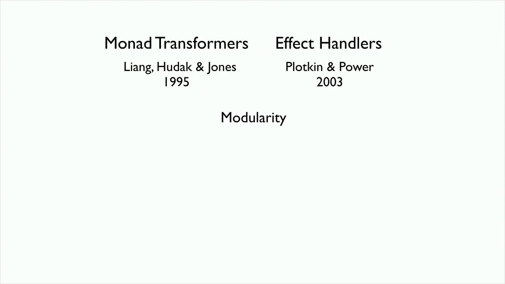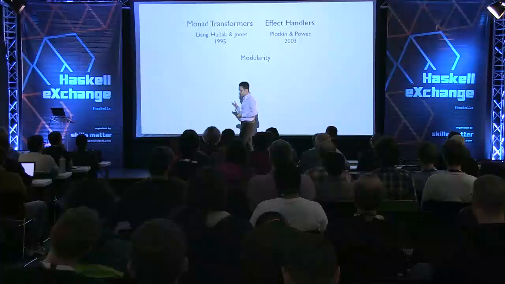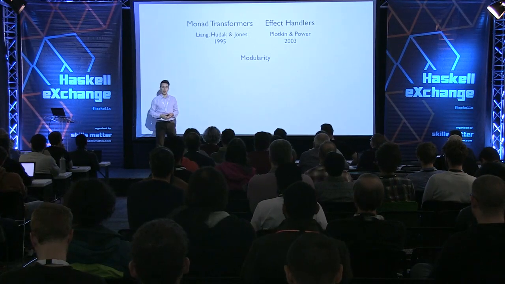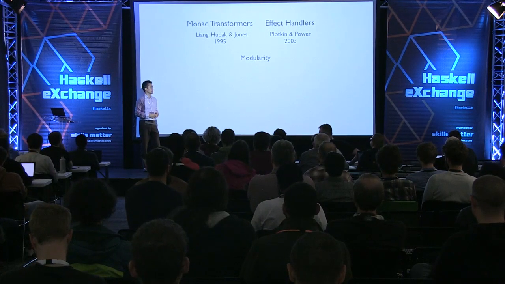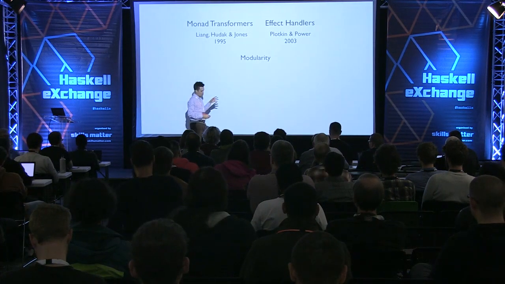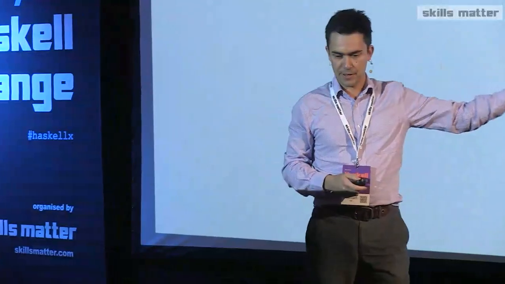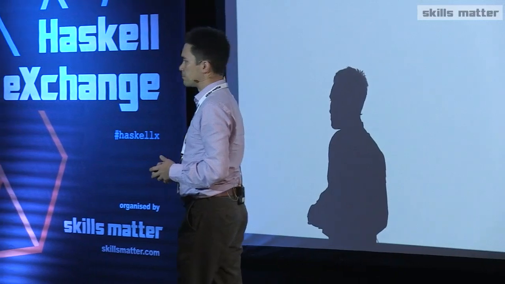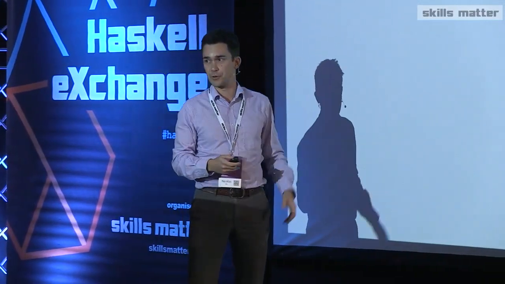And there came sort of two solutions to the problem. One was by Liang, Hudak, and Jones in '95, and the other one was by Plotkin and Power in 2003. Now, most of you will probably have heard of the MTL, the Monad Transformer Library, and that very much belongs in the Monad Transformers style of doing things. But there was another approach to doing this, which was given by effect handlers, which was largely ignored by implementers for a very long time. And roughly speaking, that's what this talk is about.